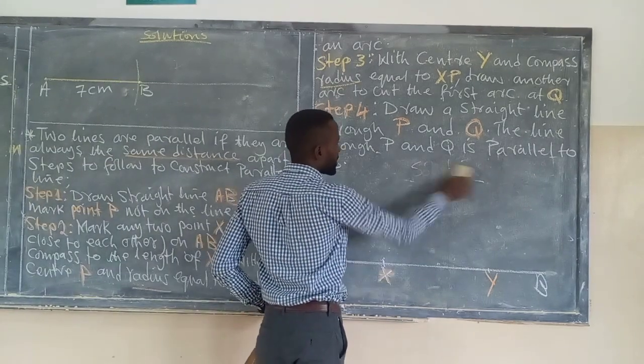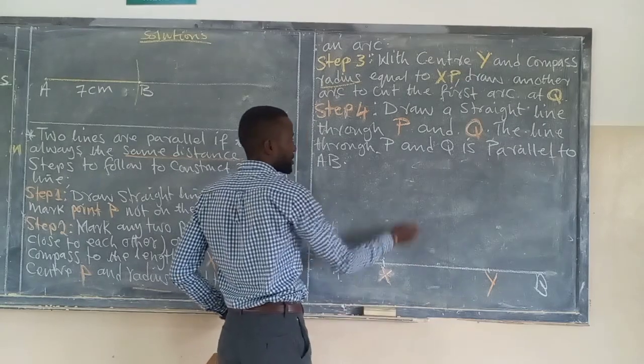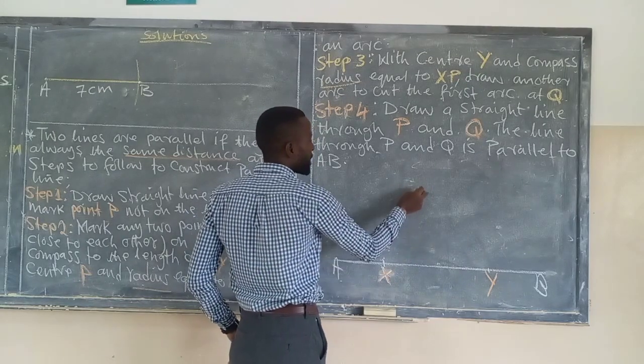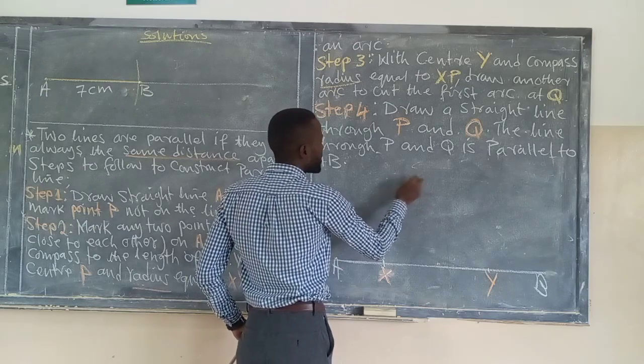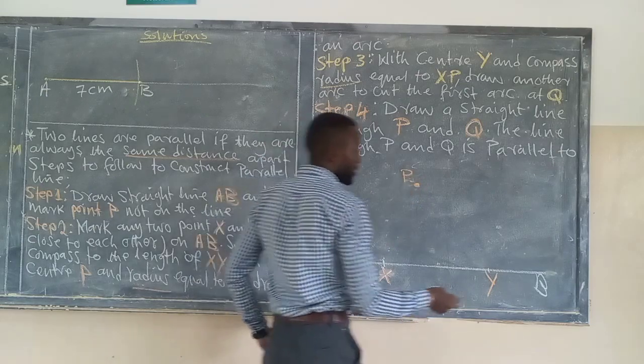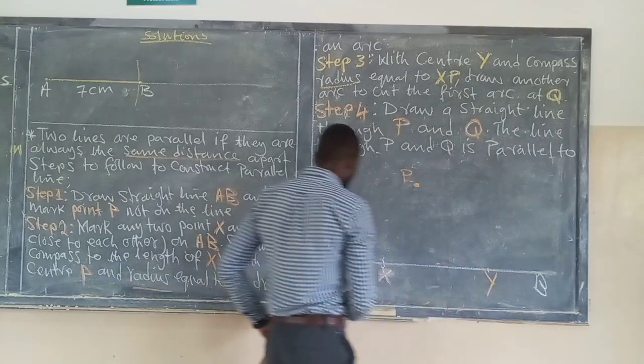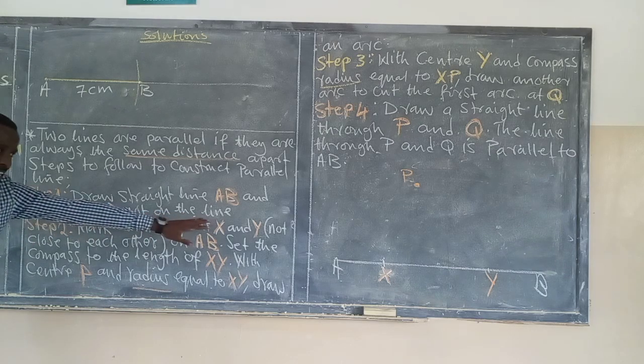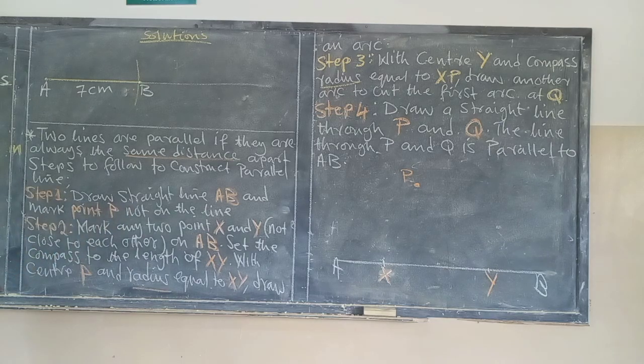Let me get rid of this so we have enough space. Let me put P here, outside the line AB. This is my P. The P should be anywhere, and the step says mark point P not on the line AB. Once you have done that, what are they saying now? Set the compass to the length of XY.